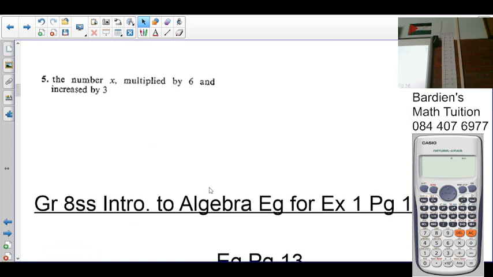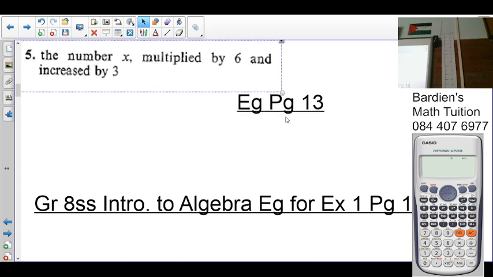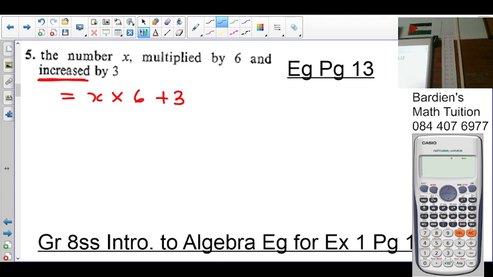Number 5, we are told the number x multiplied by 6. So what would that be? X times 6, increased by 3, plus 3. 6 times x is 6x. So this can be written as 6x plus 3. At this point, either one will get you the full mark. You guys understand?